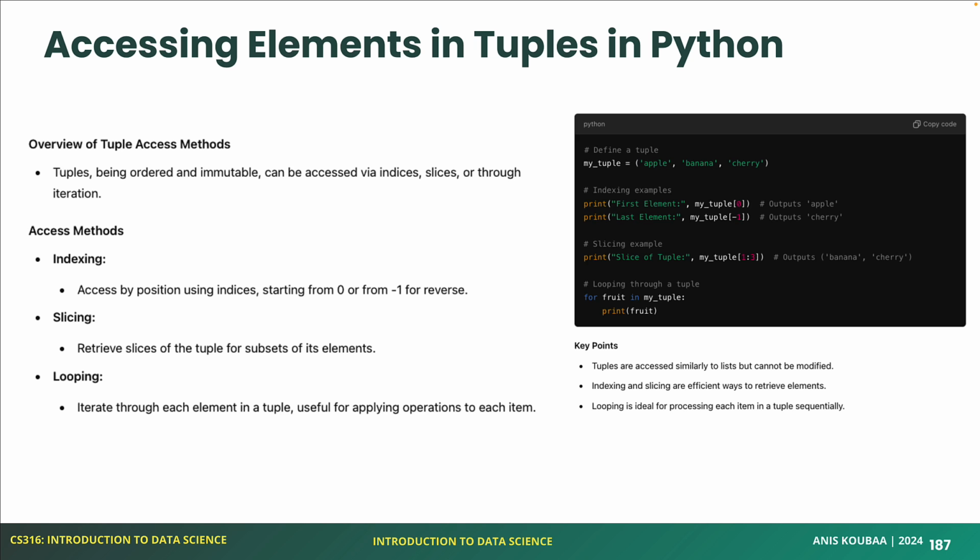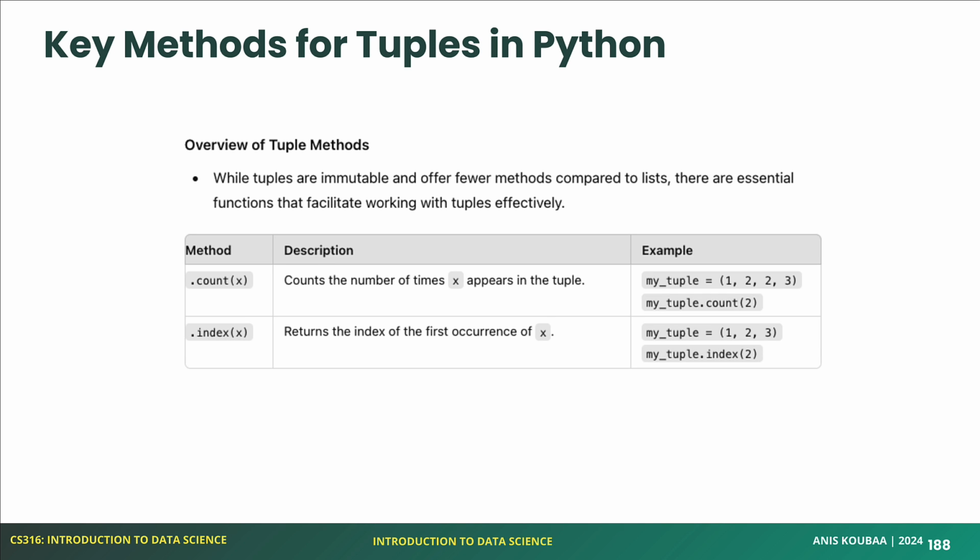So how to access elements in a tuple? We use indexing, slicing, and also looping, pretty much similar to what we do with lists. You can use positive indices or negative indices to access the last element. You can also use slicing if you want to return a sub-tuple, retrieving slices of the tuple for a subset of its elements. And you can do a for loop like you do with a list. So it serves pretty much the same purpose as a list in terms of operations. But the main difference is that you cannot make an assignment.